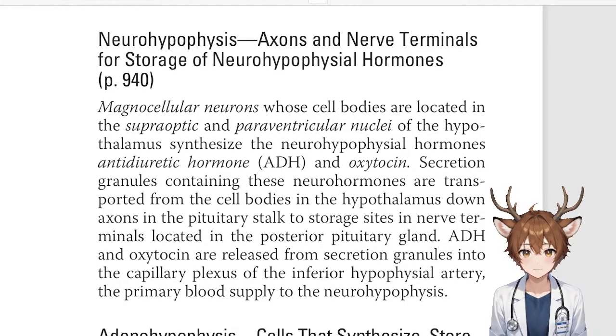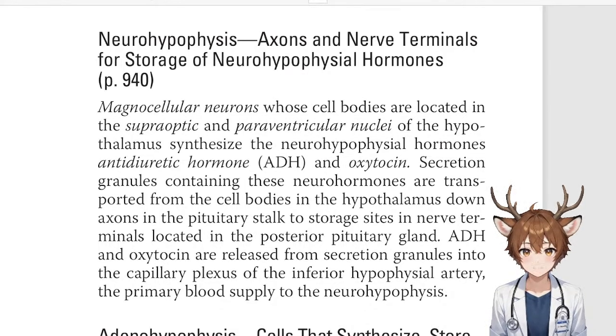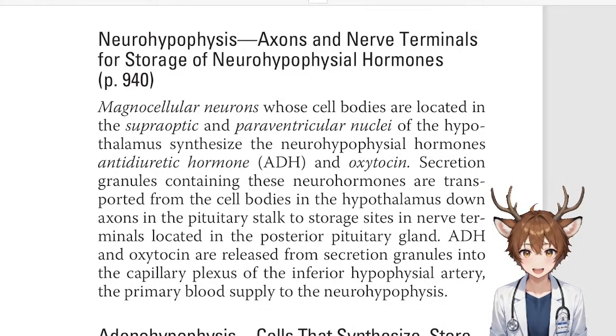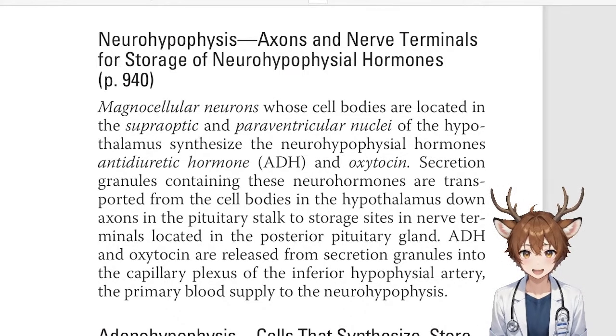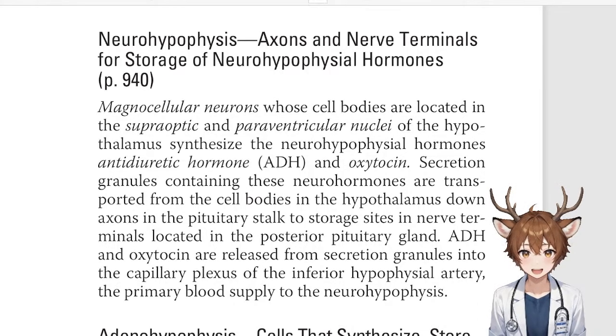Magnocellular neurons, whose cell bodies are located in the supraoptic and paraventricular nuclei of the hypothalamus, synthesize the neurohypophyseal hormones antidiuretic hormone, ADH, and oxytocin. Secretion granules containing these neurohormones are transported from the cell bodies in the hypothalamus down axons in the pituitary stalk to storage sites in nerve terminals located in the posterior pituitary gland.